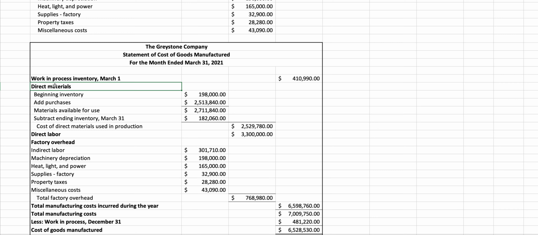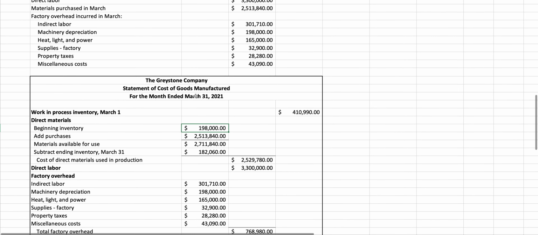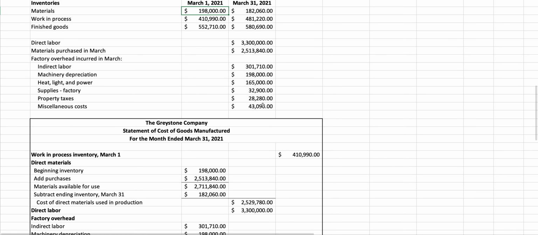Then we want to look at our direct materials. We know that we started the beginning inventory with 198. And again, we know that because that was the information that was provided to us. These are the materials that are sitting in the warehouse waiting for us to change them into a finished product. We want to add in our purchases. So we know that our purchases were 2.5 million, again, because we were told that. And so we want to calculate the materials available for use. And it's our beginning inventory plus any of the purchases that we made.